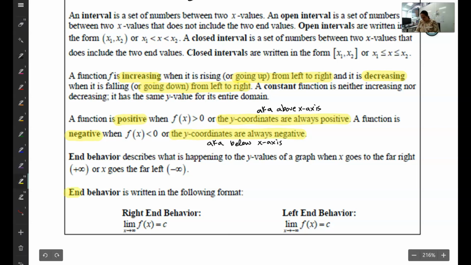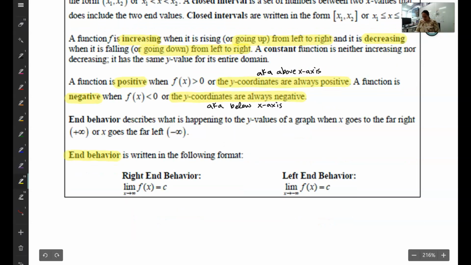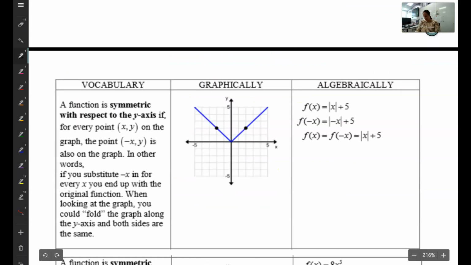Last one is end behavior. You have two types of end behavior. You have right end behavior and left end behavior. They are always written with these statements. The only thing that changes is that C turns into the number for what your end behavior is. And I'll show you more of what that means in a second when we do an example.